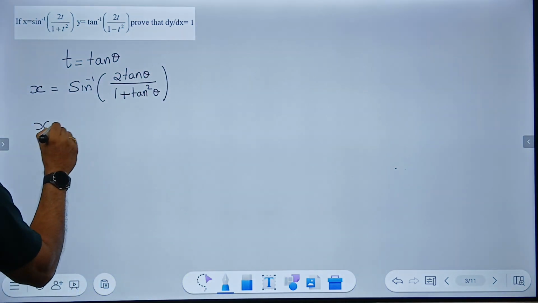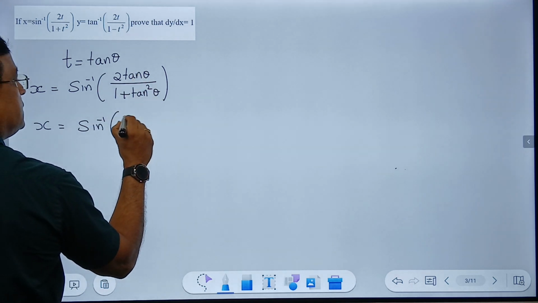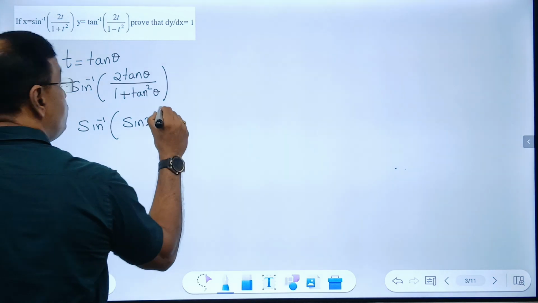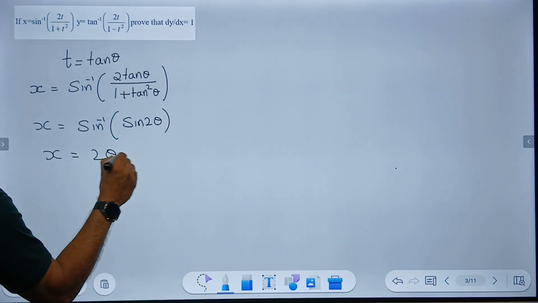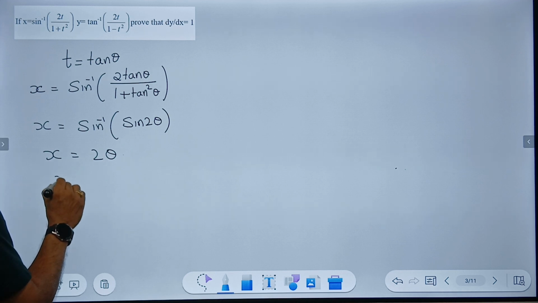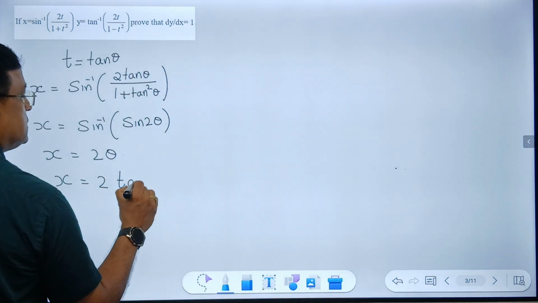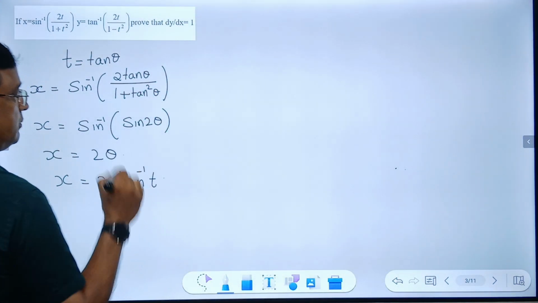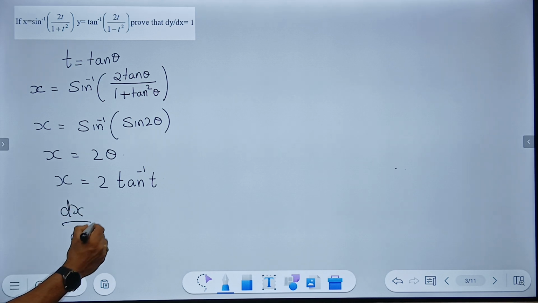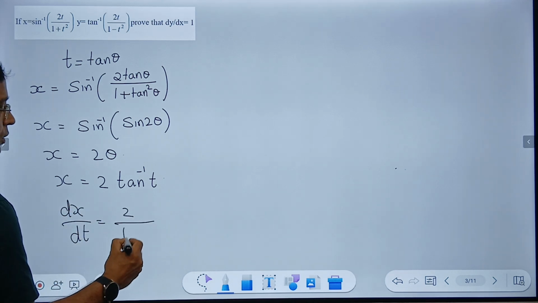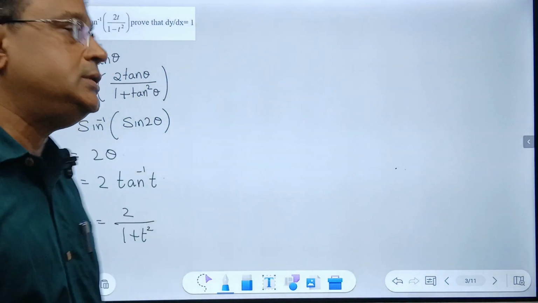So x is equal to sine inverse of, what is 2 tan theta by 1 plus tan square theta? It is sine 2 theta. Now what is sine inverse of sine 2 theta? It is nothing but 2 theta. So x is equal to 2 into, what is theta? Theta is tan inverse of t. Now I will find dx by dt, which is 2 by 1 plus t square, because the differentiation of tan inverse of t is 1 by 1 plus t square.